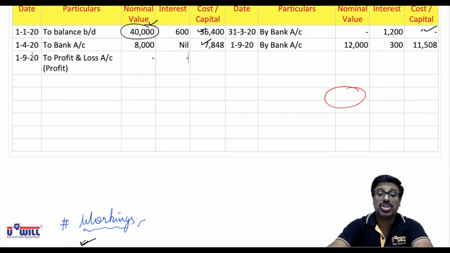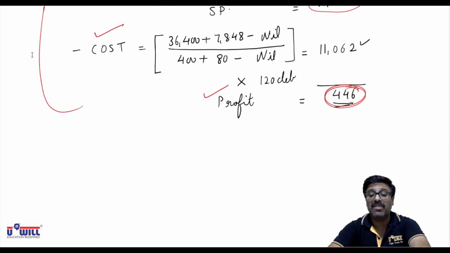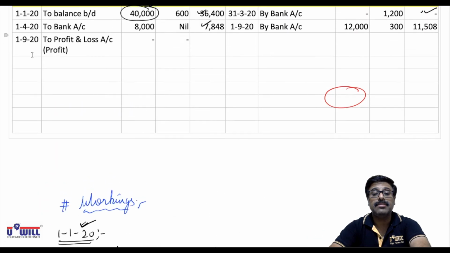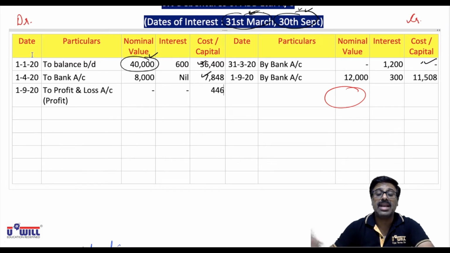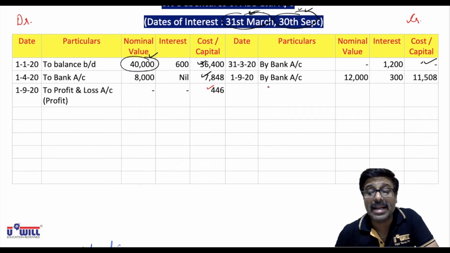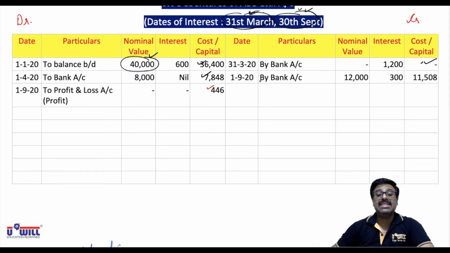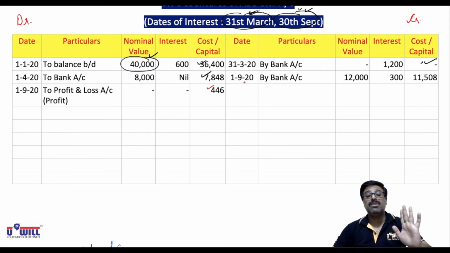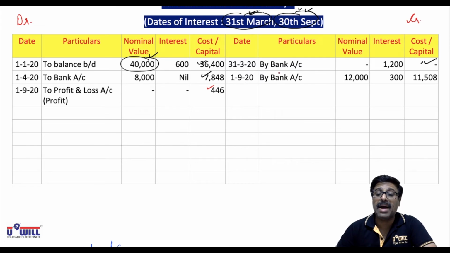Directly in the cost or capital column you'll record the profit of 446. Once again I repeat, credit side we are selling it, so credit side PP, purchase and profit debit side, sale will come on the credit side by bank account.